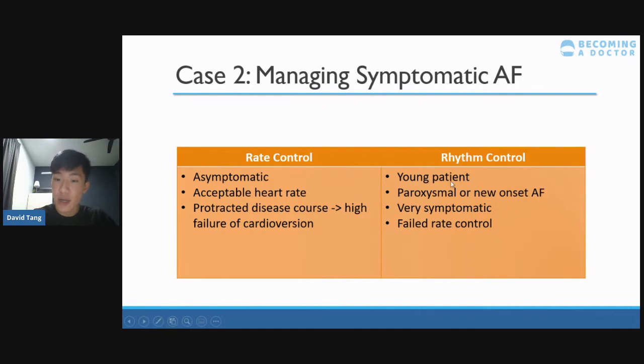If the patient failed rate control, NICE also recommends going for rhythm control. However, if the patient is hemodynamically unstable, hypotensive, tachycardic, losing consciousness, you do electrical cardioversion straight away. Do not wait. Do not think about anticoagulation. Do not think about anything else. Okay, so that goes to your ABCDE resuscitation protocol.